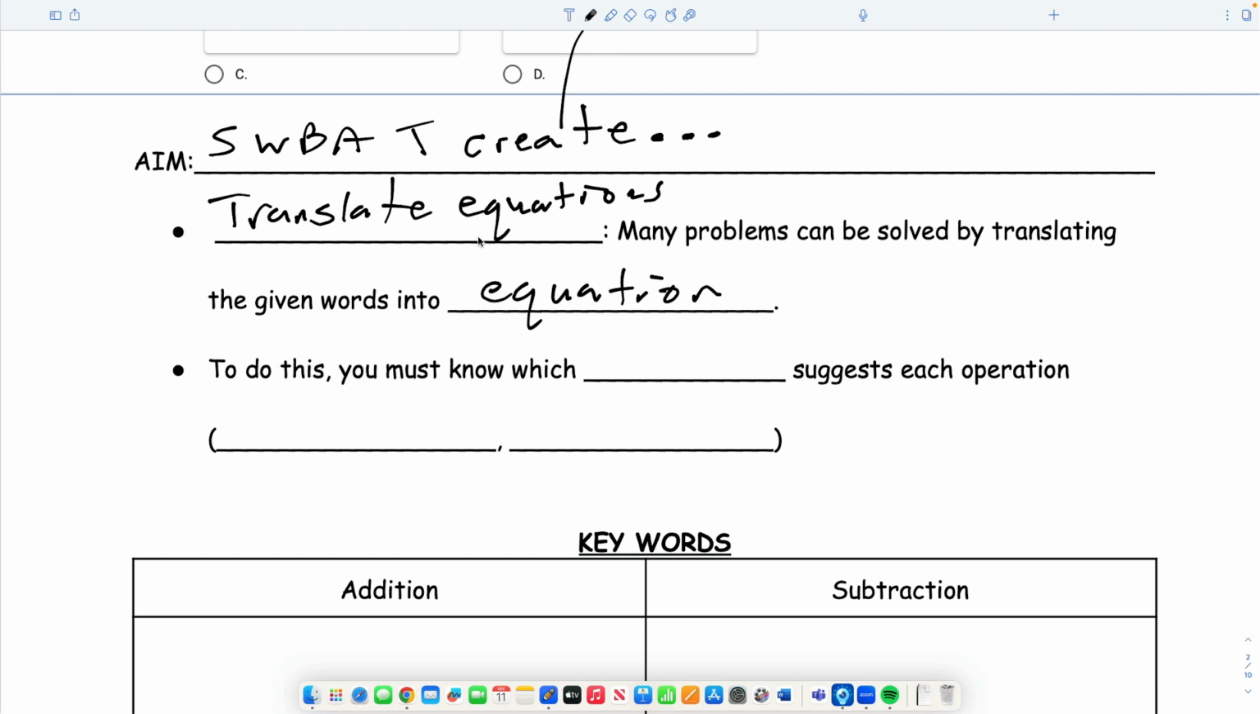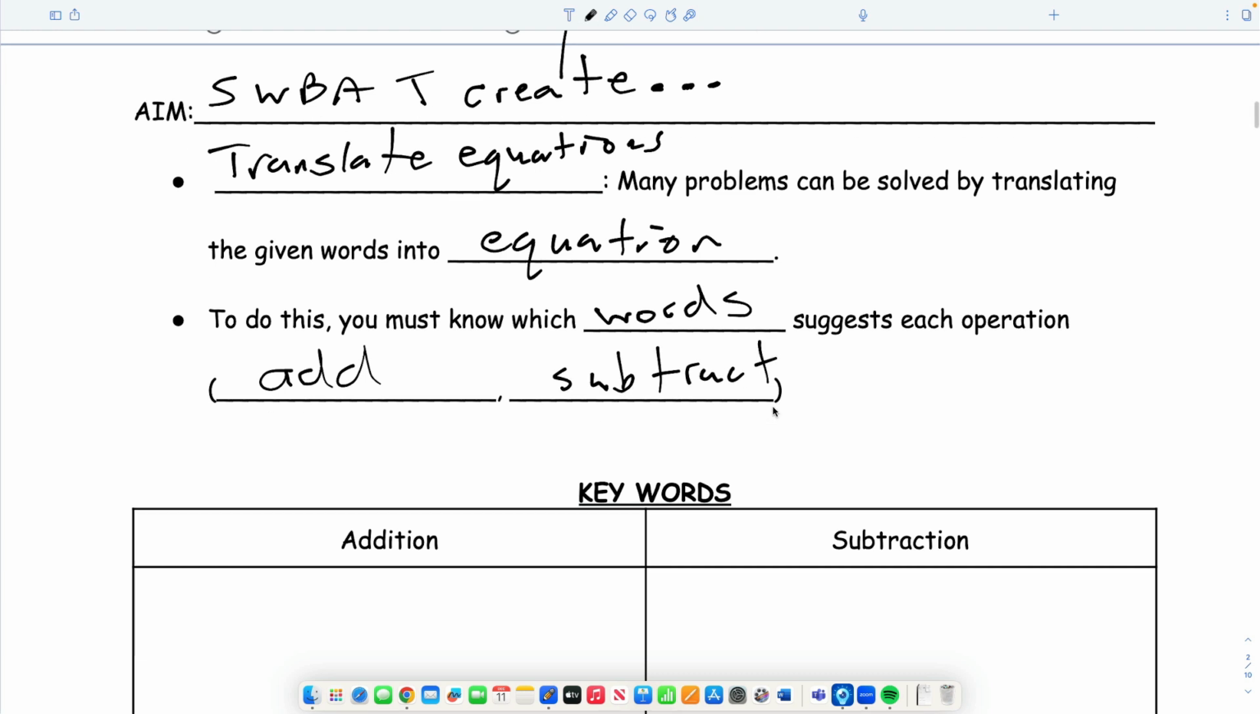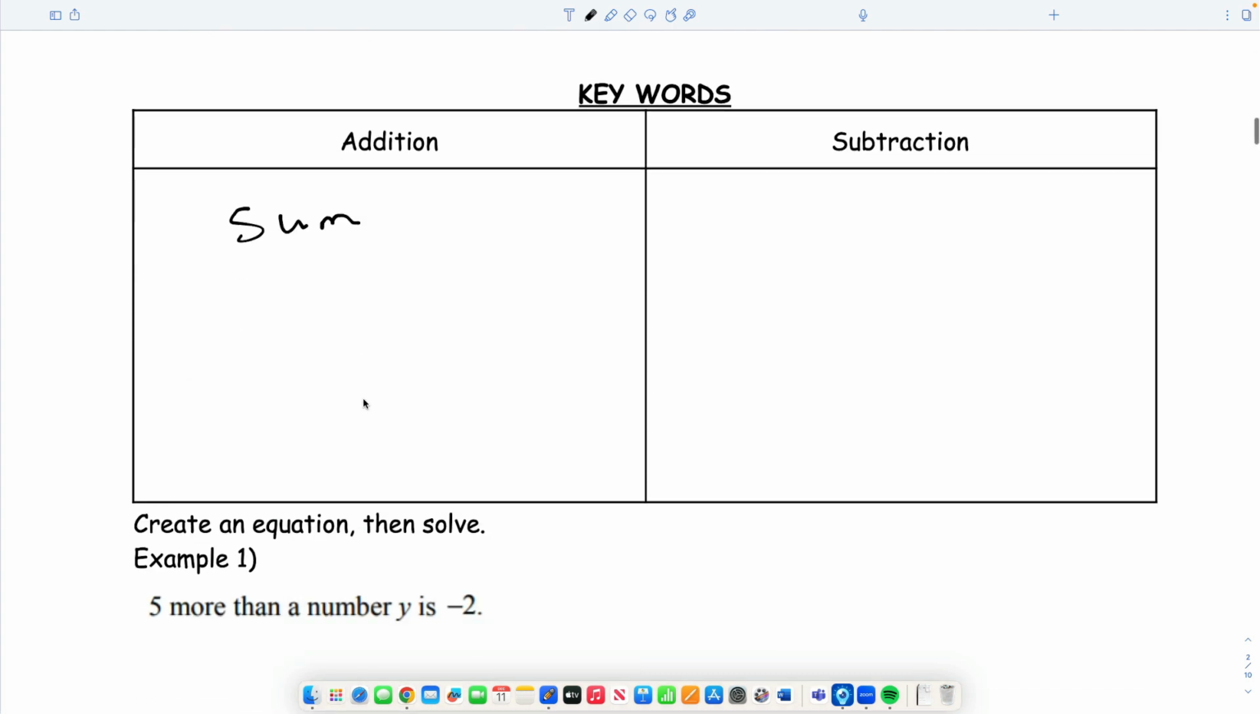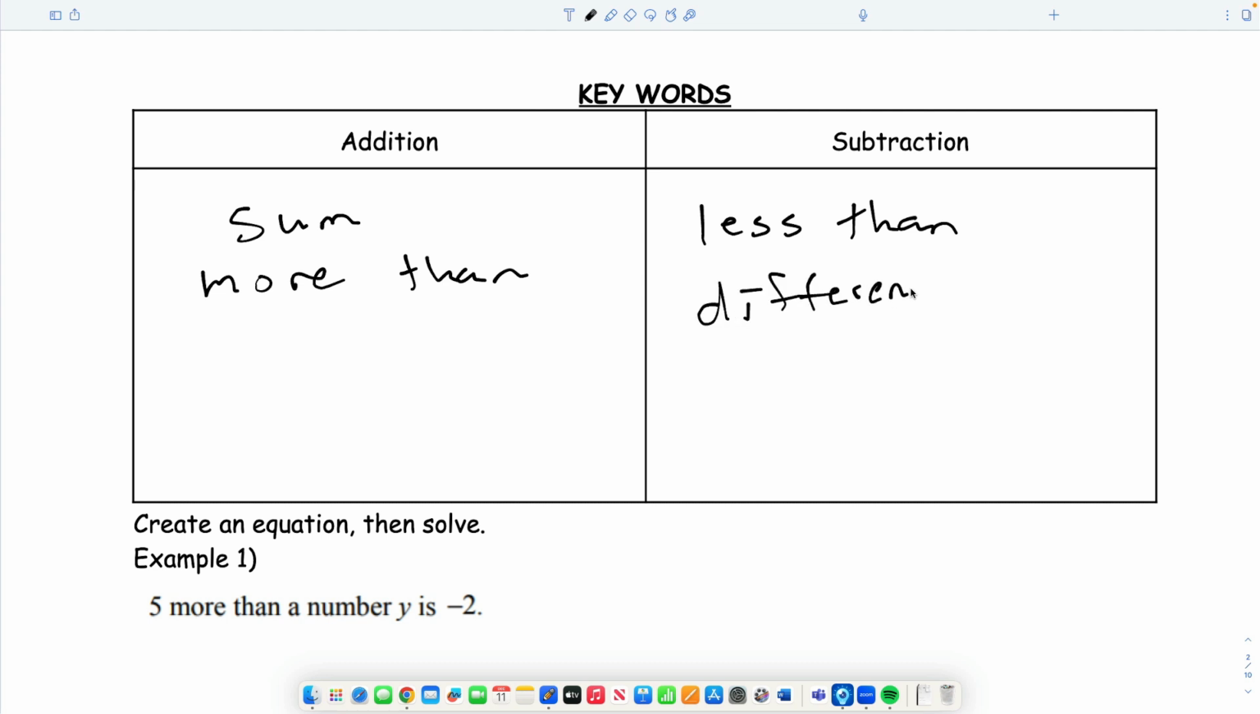To do this, creating equations, you gotta know some keywords, just like word problems in the past. Today, your keywords are gonna mean either add or subtract. Some addition keywords you're going to see are sum, more than. Some subtraction keywords are less than and different. There's a lot more, but those are the main four we're hanging out with. I'll scroll up, copy it down.